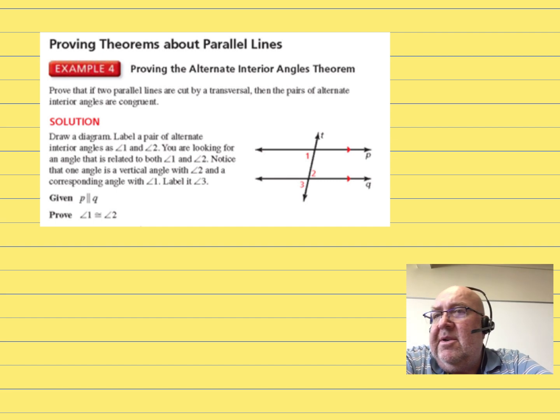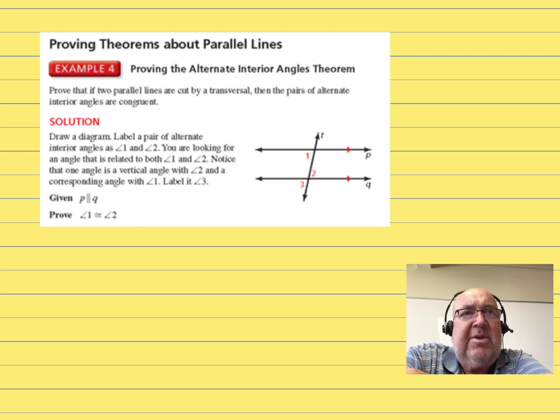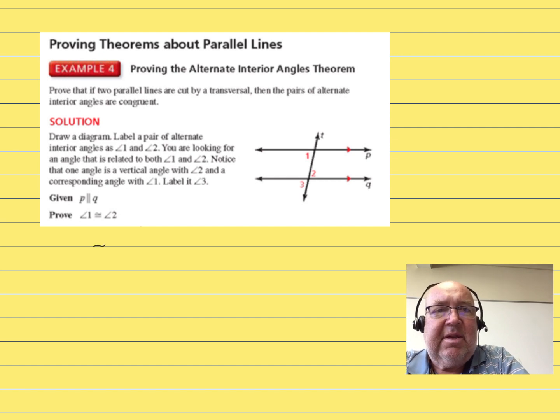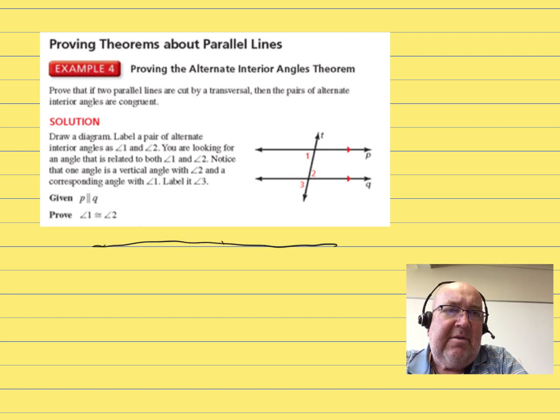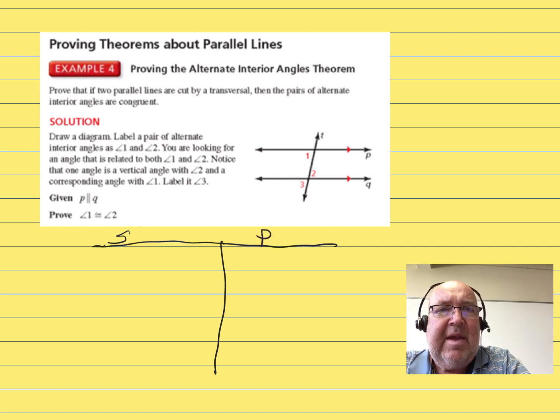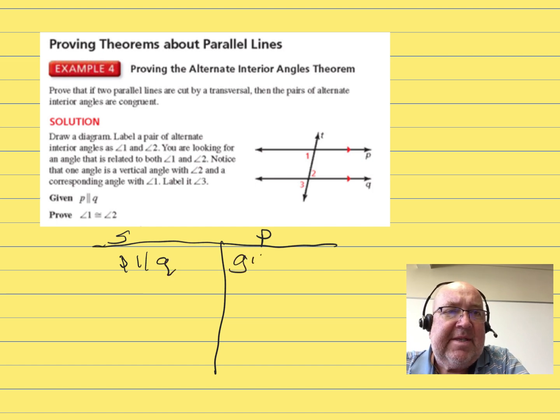So we're going to use a two-column proof to prove the alternate interior angle theorem, that they are congruent. So we're going to start with, and I didn't leave myself a lot of room, but I'm going to try it over here at the bottom. So we have our statements on the left, our reasons on the right, and first off, P is parallel to Q, and that was given to us.